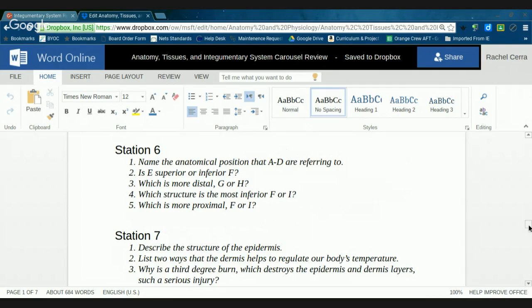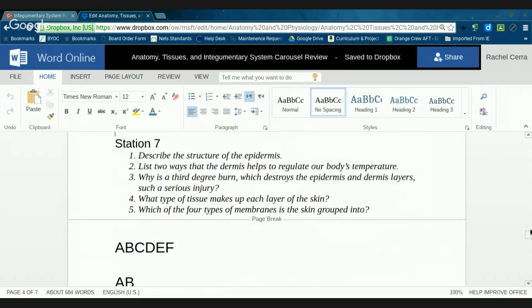Okay, last station. Maybe. There we go. You have to describe the structure of the epidermis. It's going to be made up of stratified squamous epithelial tissue. So it's layered, flat epithelial tissue. So stratified squamous epithelial tissue.